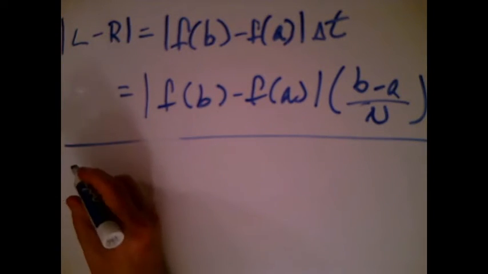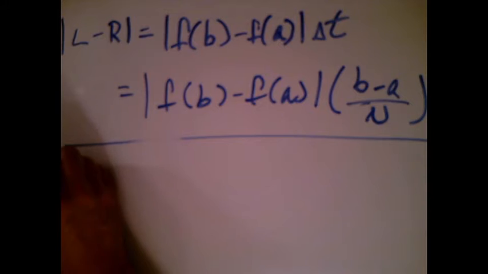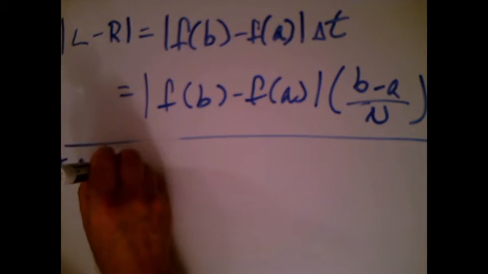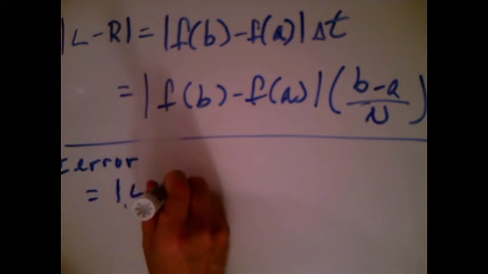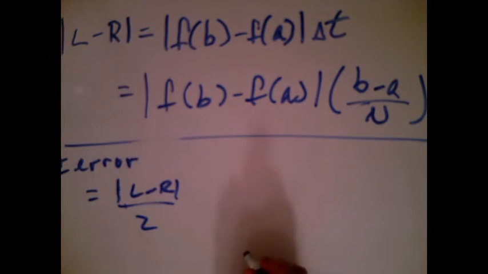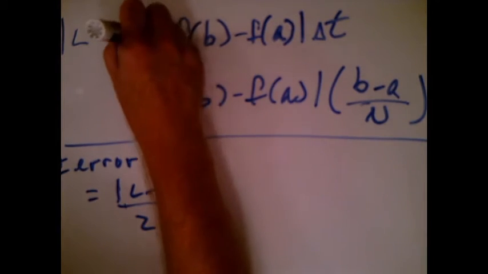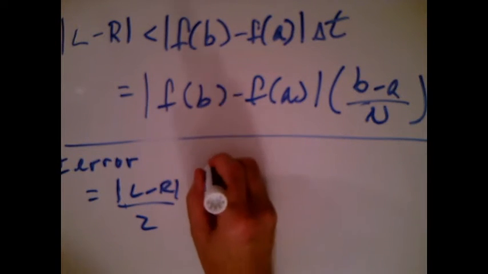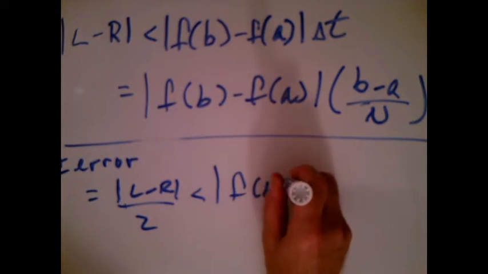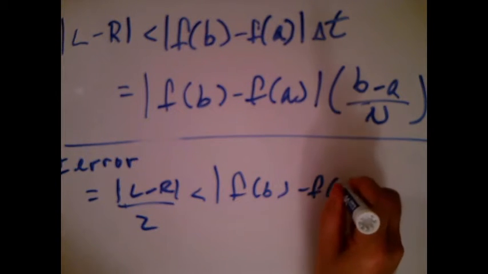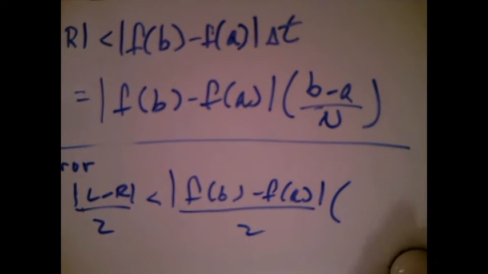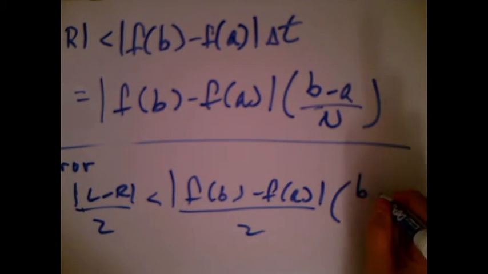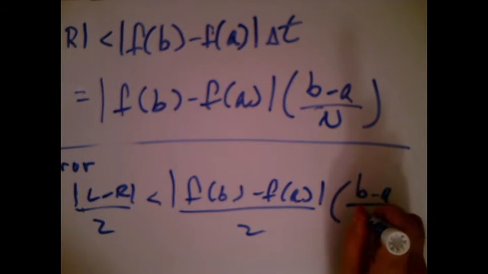that our best guess error, what we've been calling our plus or minus error, we've been calculating by taking the bigger one, taking the smaller one, and dividing by 2. And according to this, this is supposed to be less than. Yeah, I like that better. Is less than, and this is what we're going to use many times over: f of b minus f of a, all over 2, times b minus a over n.